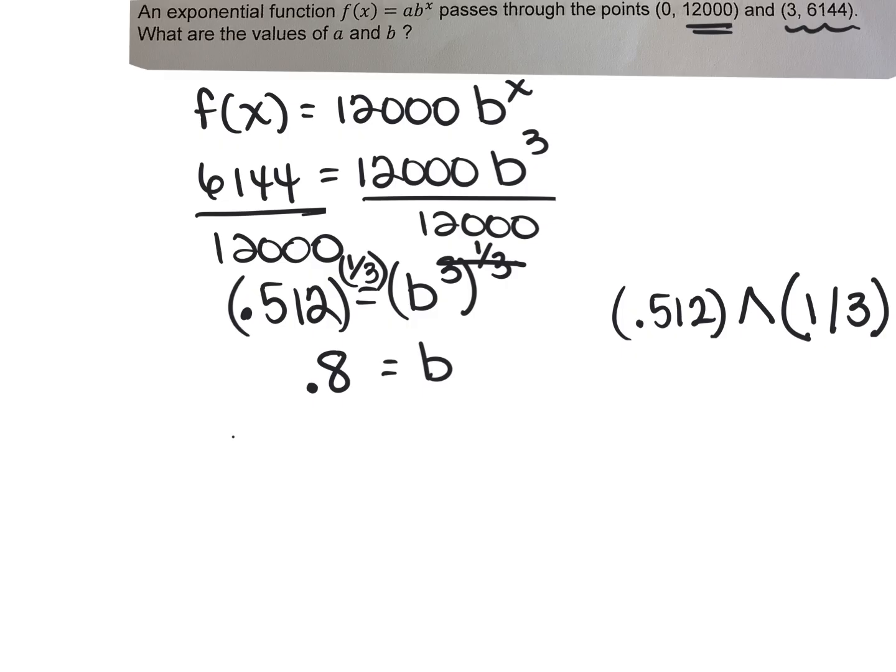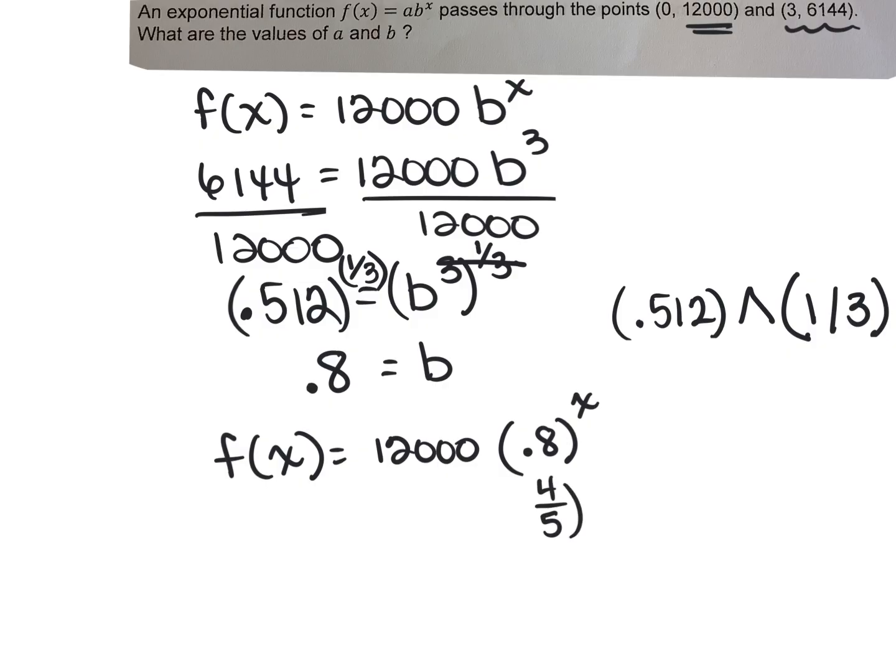Now, that means that my equation is f of x is equal to 12,000, my base is 0.8, and then that's raised to the x power. If it wants fractions, then that would be changed to 4/5 to the x, and your initial value is still 12,000. So be careful to see which one it wants. If it does not specify, it should take either one.